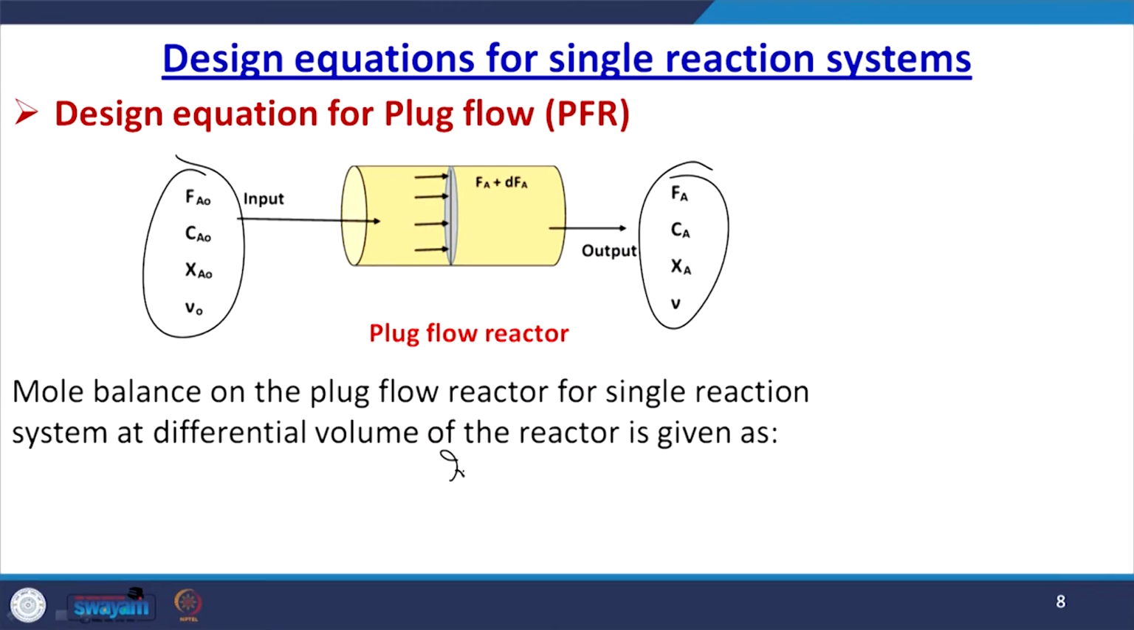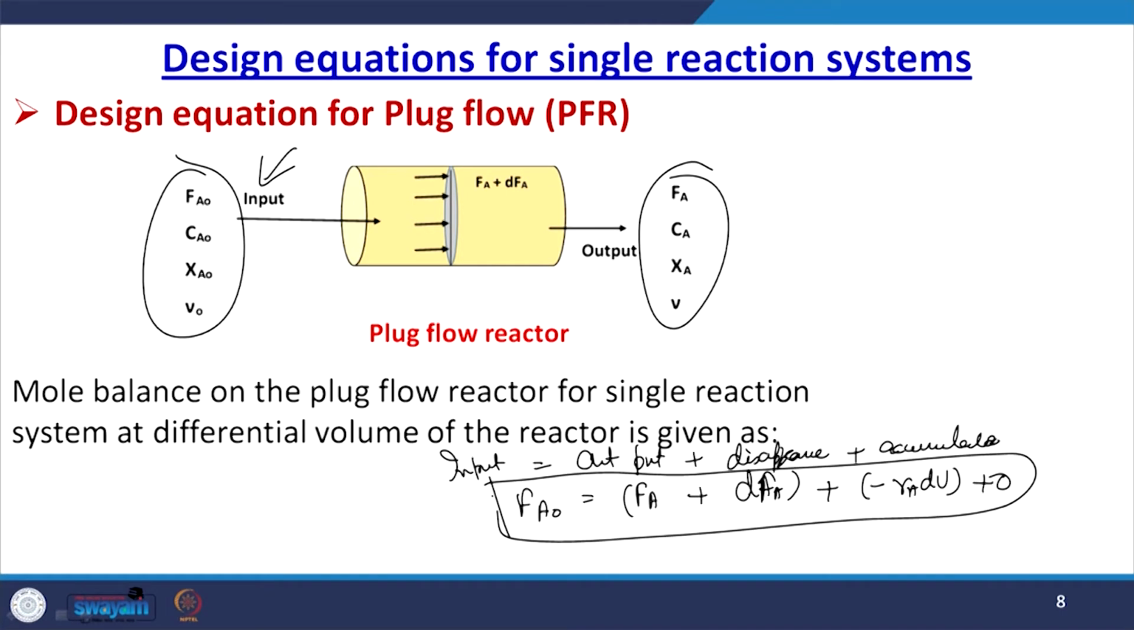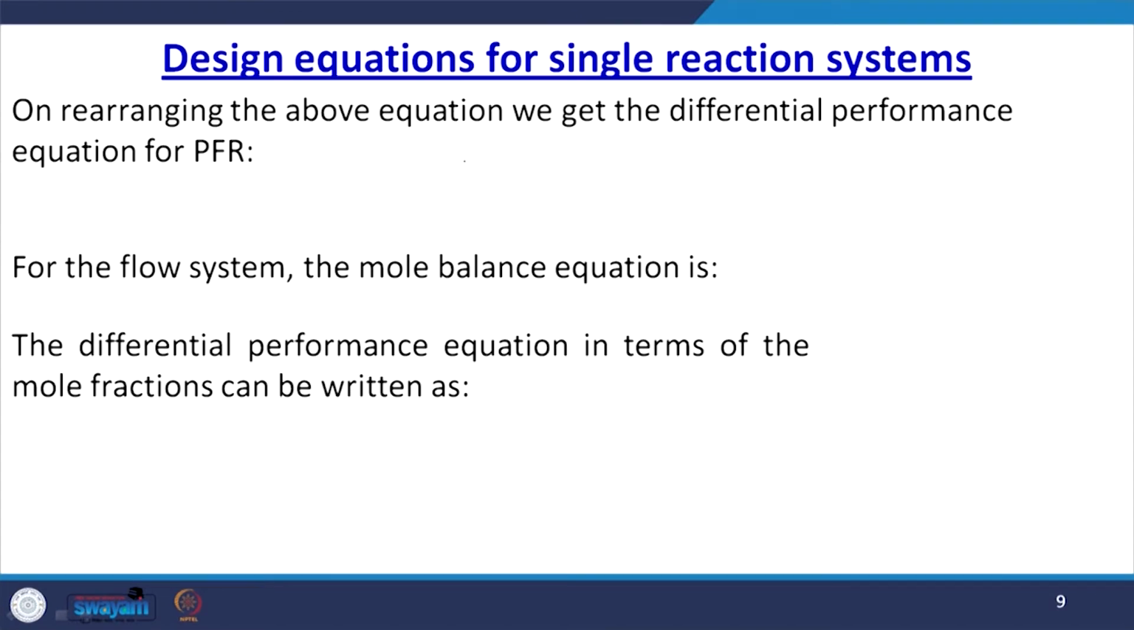we can easily write that input is equal to output plus disappearance plus accumulation. Now this can be written as FA naught is equal to FA plus the rate of disappearance, minus RA dV, plus 0. So this is my basic equation, the mole balance equation for this particular approach. Now, if we rearrange the given equation, we get minus dF upon dV. This is based on the rearrangement.